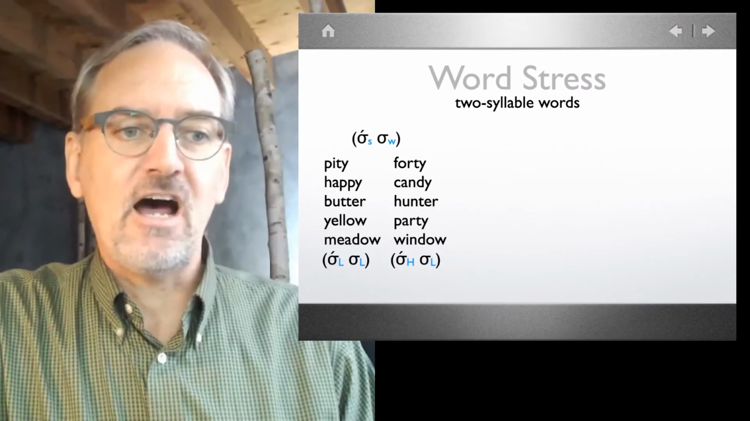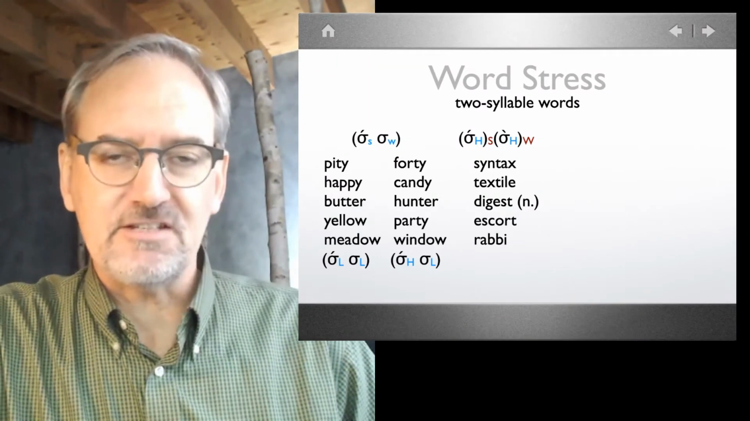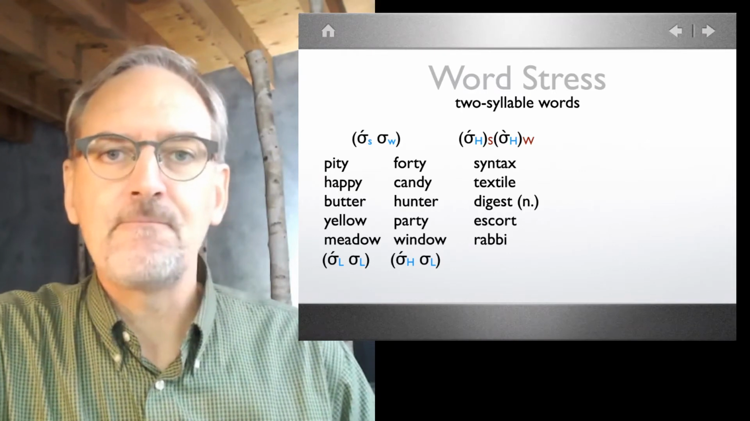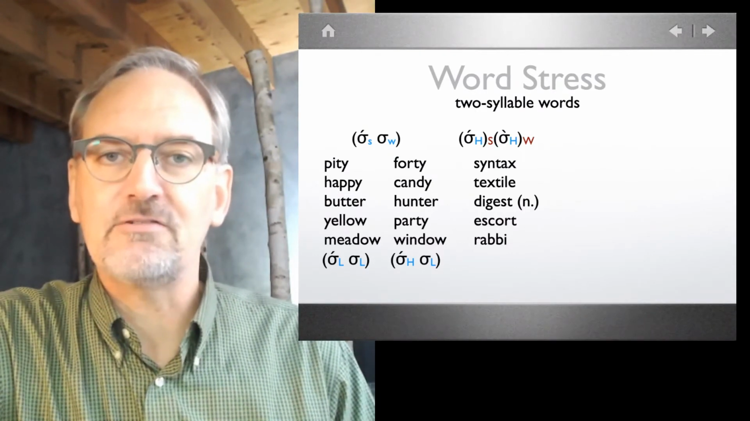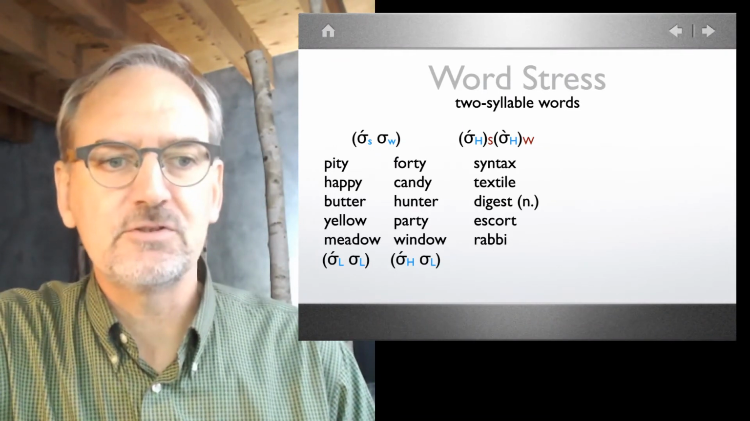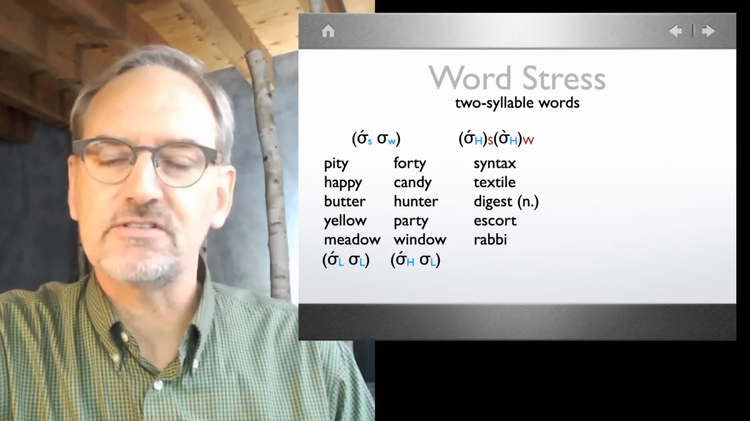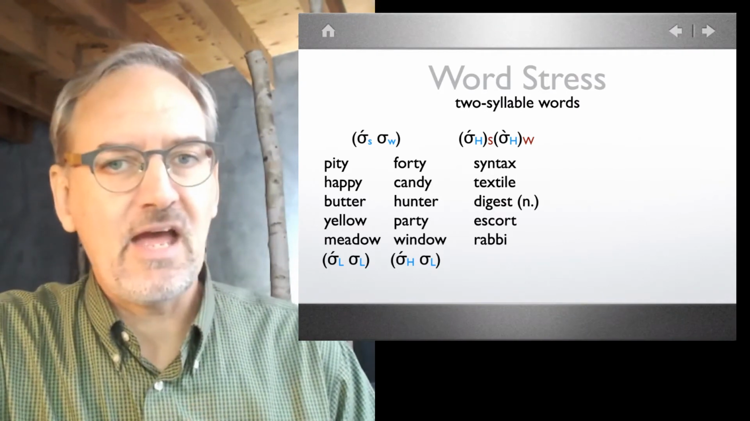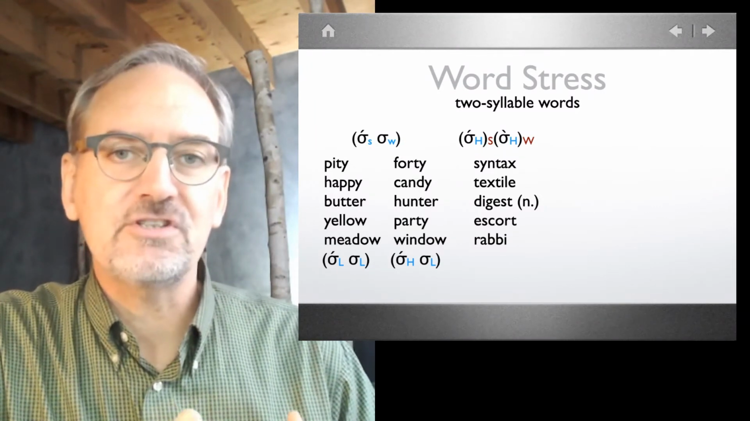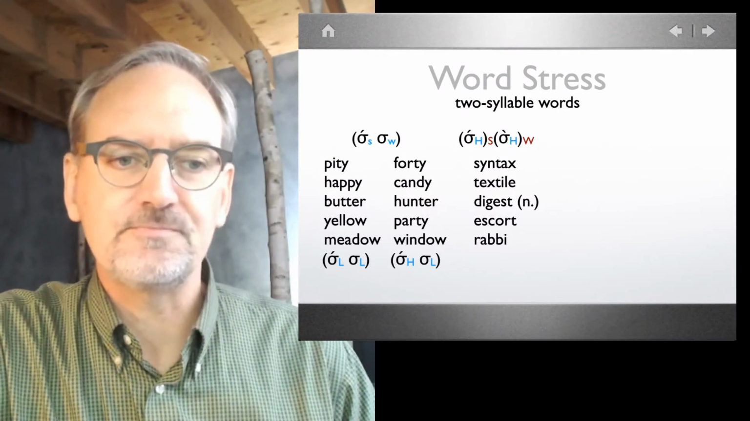Okay. Other two-syllable words could be made up of two monosyllabic feet, where each syllable is a foot by itself. Now, sometimes the first monosyllabic foot is the strong foot in the word, and the second foot is the weak foot. Words like syntax, textile, digest, escort, rabbi. None of them has vowel reduction because none of them is unstressed, but in each word the first syllable gets primary stress and is therefore pronounced with higher pitch.